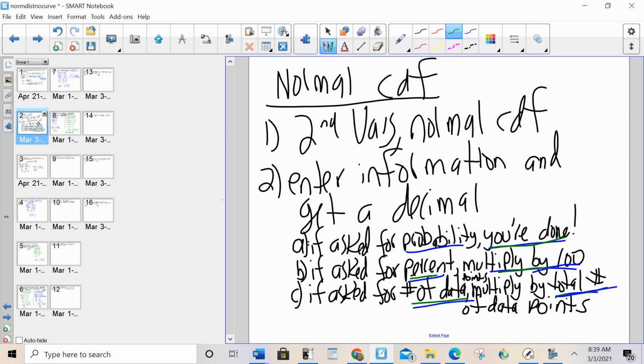Again, one more thing to sum up. There's 3 circumstances once you get your decimal. If it asks for a probability, you're done. For a percent, multiply by 100. For the number of data points or quantity, multiply it by the total number of data points or the total quantity.